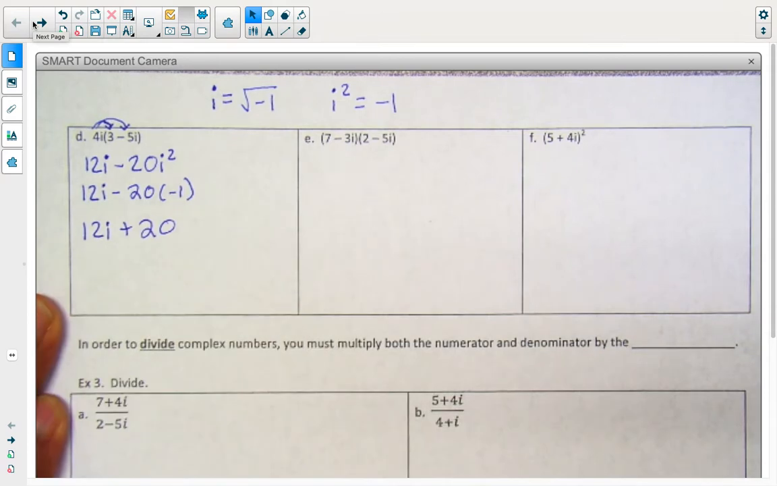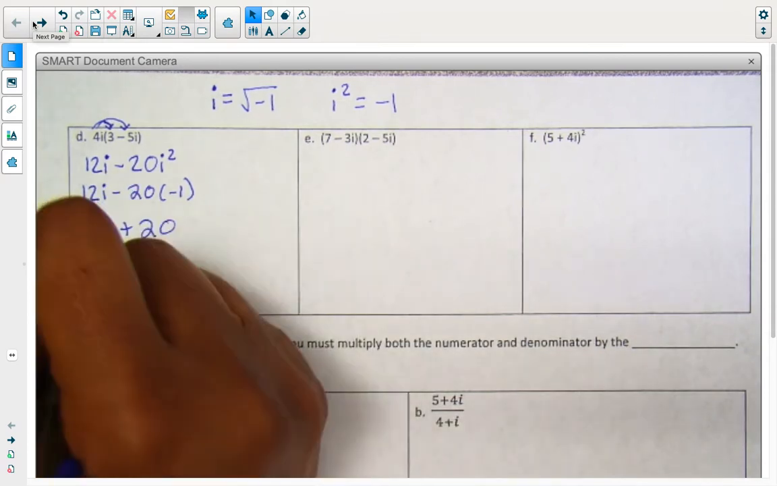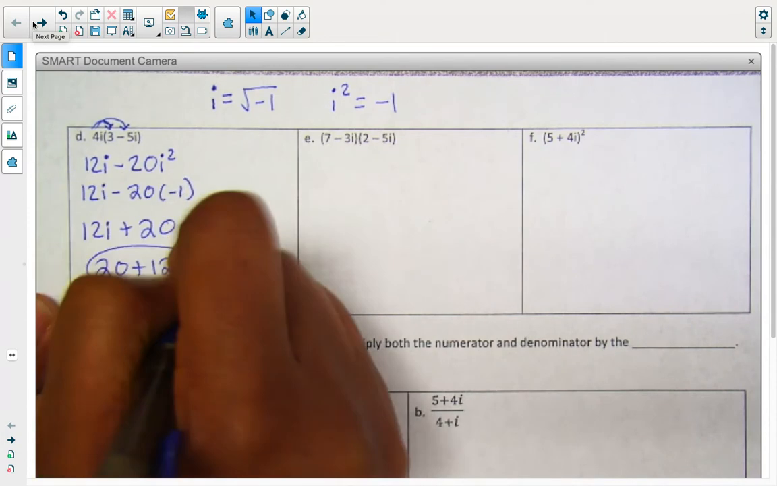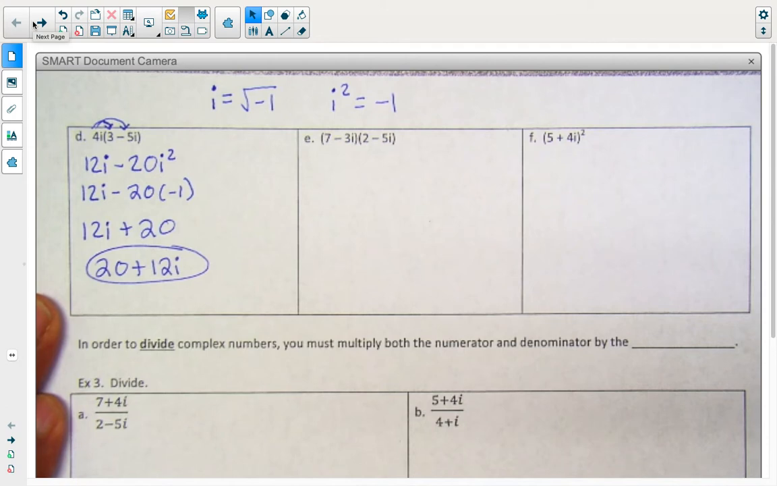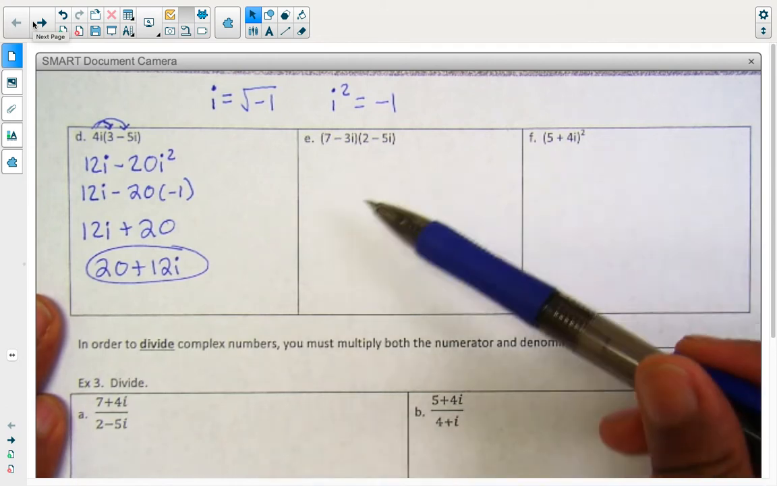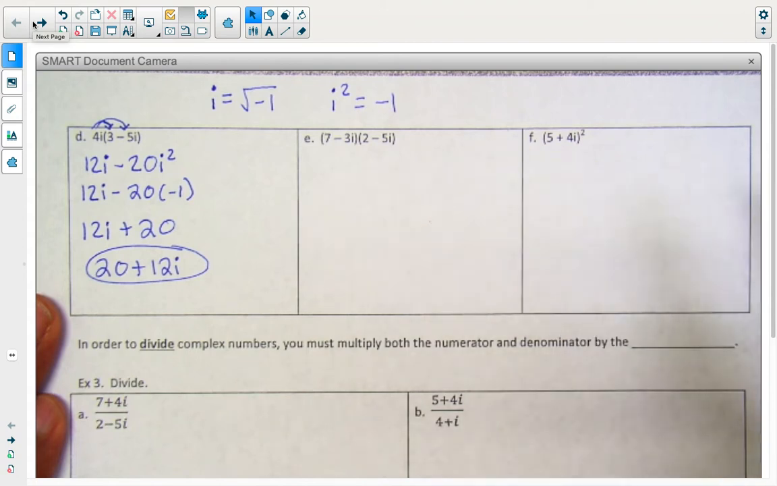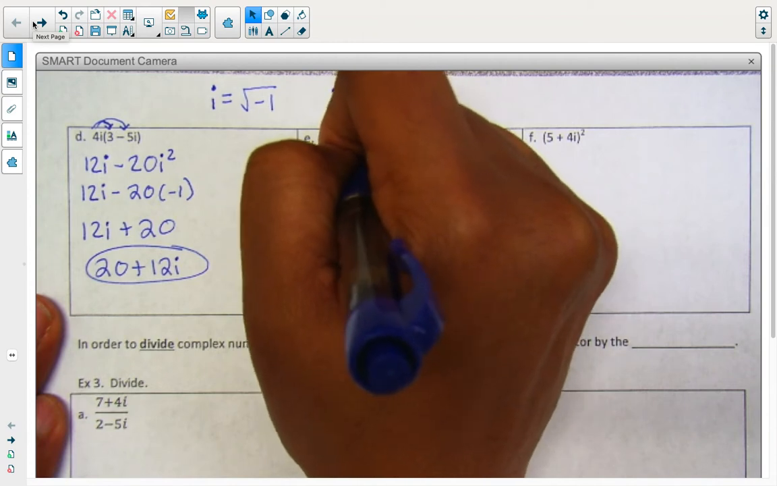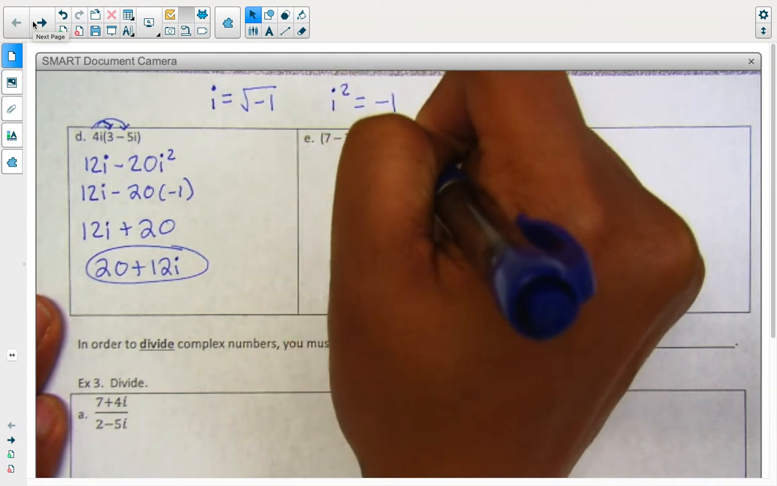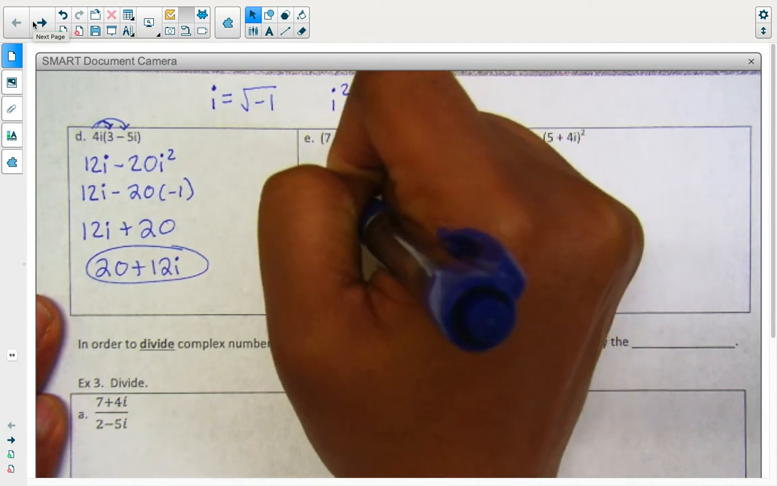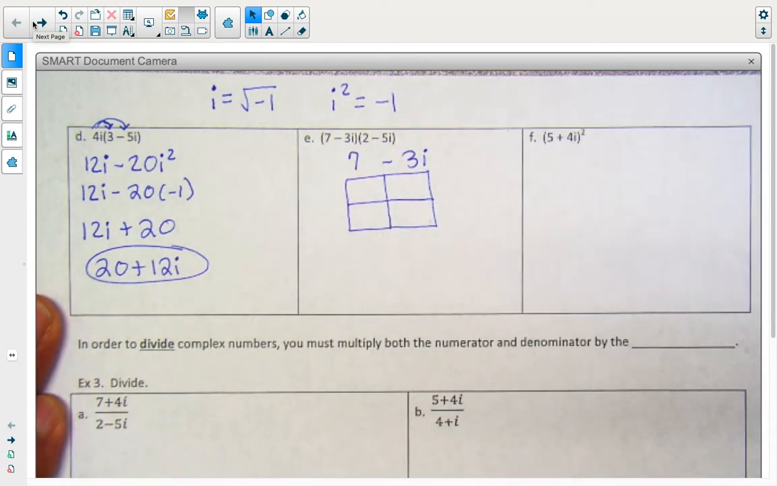Generally, we do write the real part of the problem first and then the imaginary part. So this would be 20 plus 12i. So there we have it. We did the distributive property and we got our answer. The next one, we've got two options for both E and F. I can do box or I can do distributive property. So one of them I'll do with the box method, to get a little refresher course, and then the other one I'll do with the distributive property.